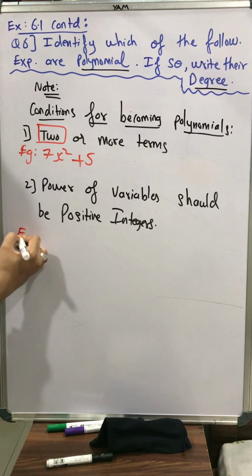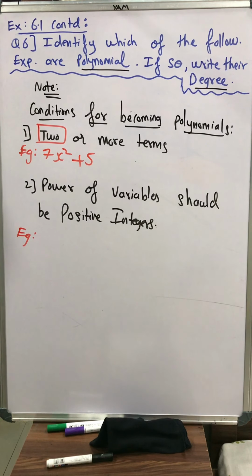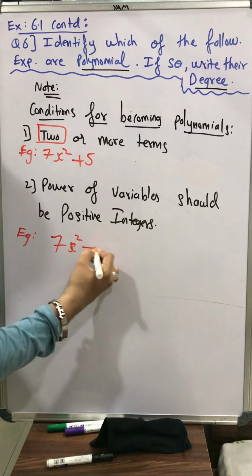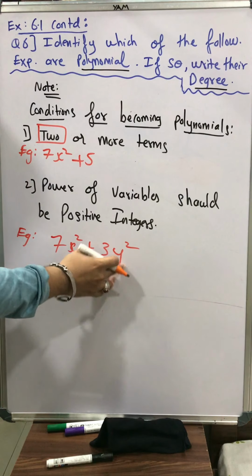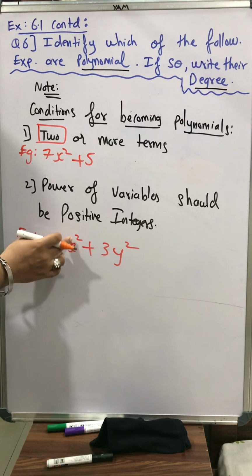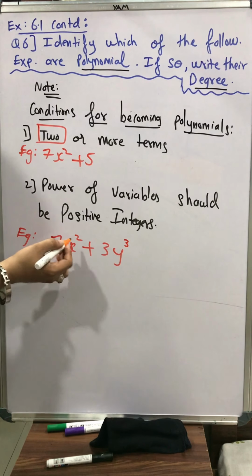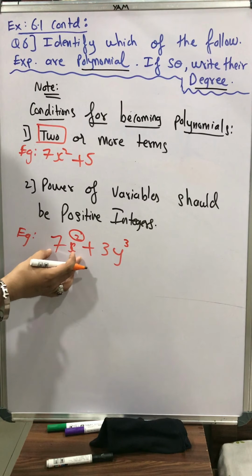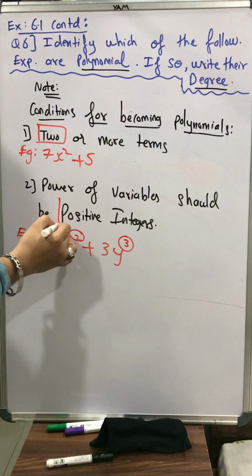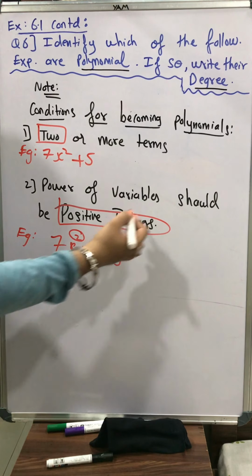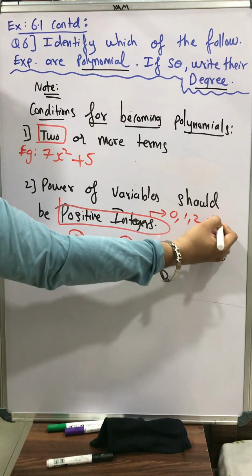And the second condition, here also we'll see some examples. The power of variables should be positive integers. For example, 7x square plus 3y square. Here I have two variables x and y, and both have power 2. It can be the case that this has power 3, it does not matter. But the individual degree of this term is 2 and the individual degree of this term is 3. It's a positive integer. Positive integers means it can be 0, 1, 2 and all whole numbers.